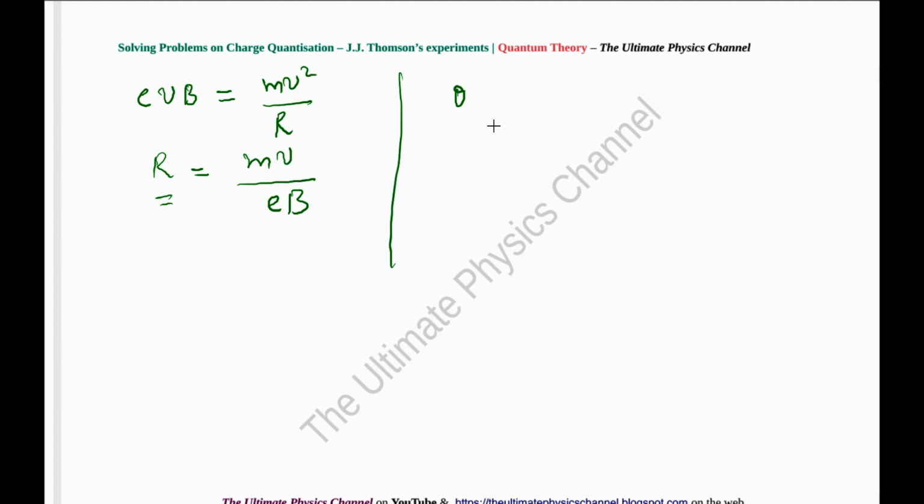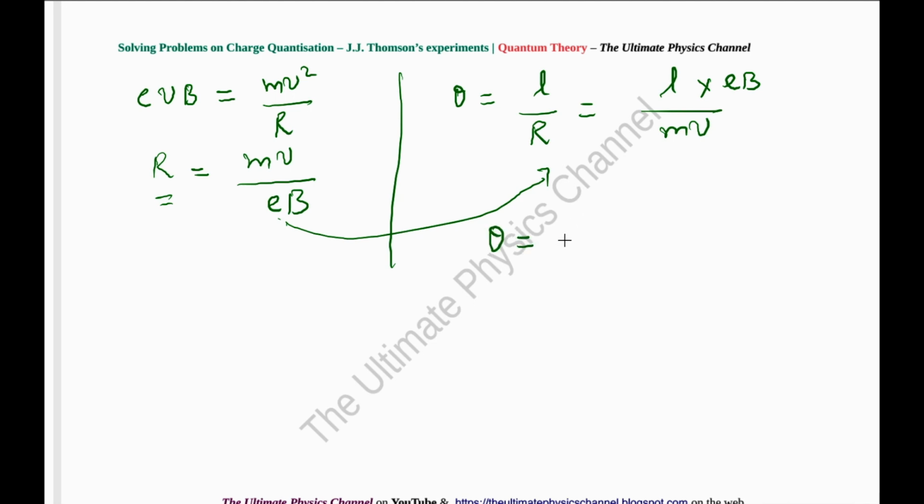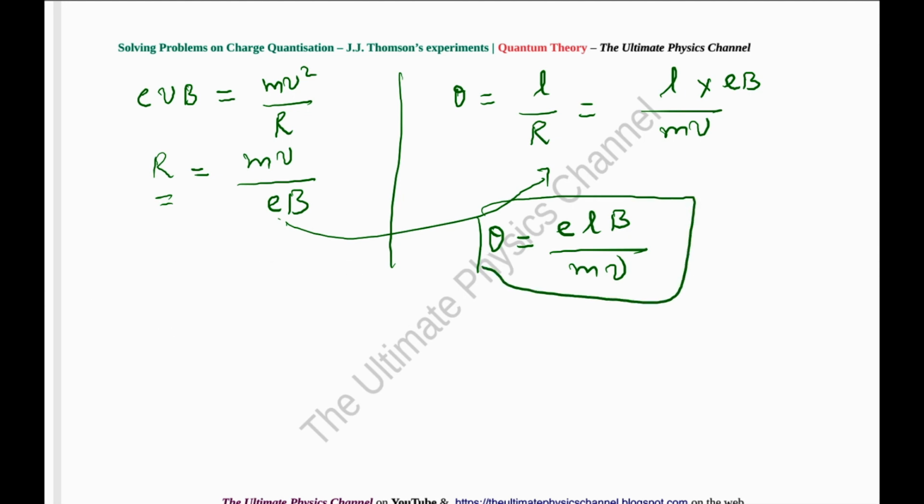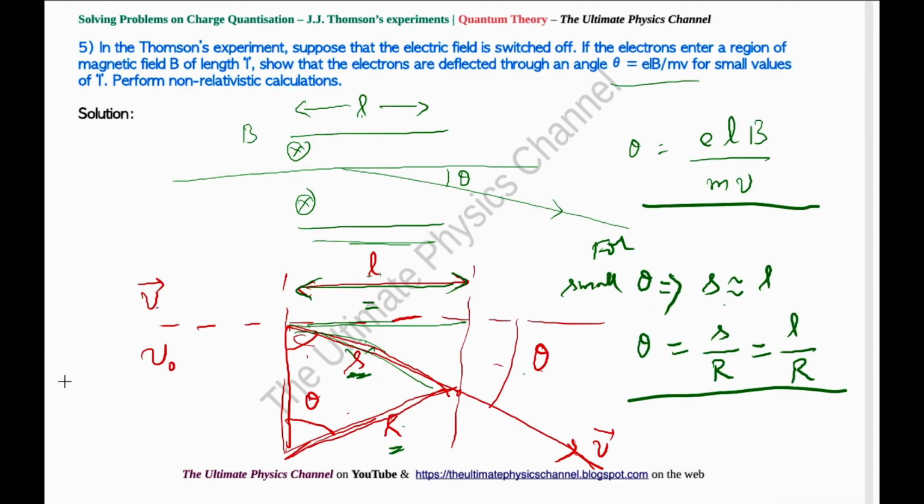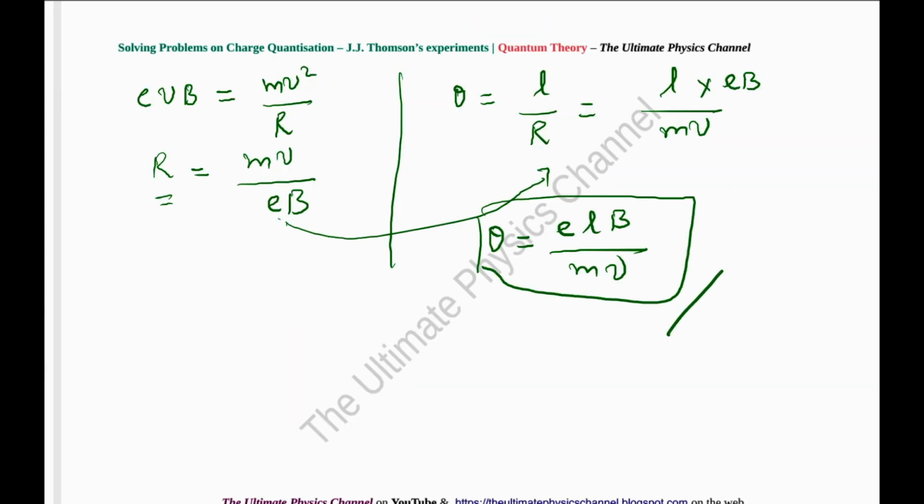That is, we have theta equals, on the previous page, L over r. Therefore, substituting r equal to mv over EB, the denominator goes to the numerator. So for small theta, theta is equal to ELB over mv. And in the question, that is what is expected to be proved, ELB over mv, which we have done. So that completes that problem. Let us move on to the next one.